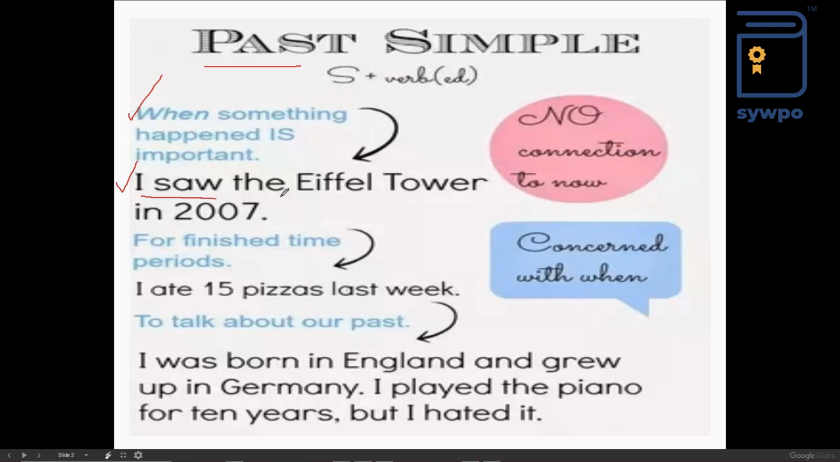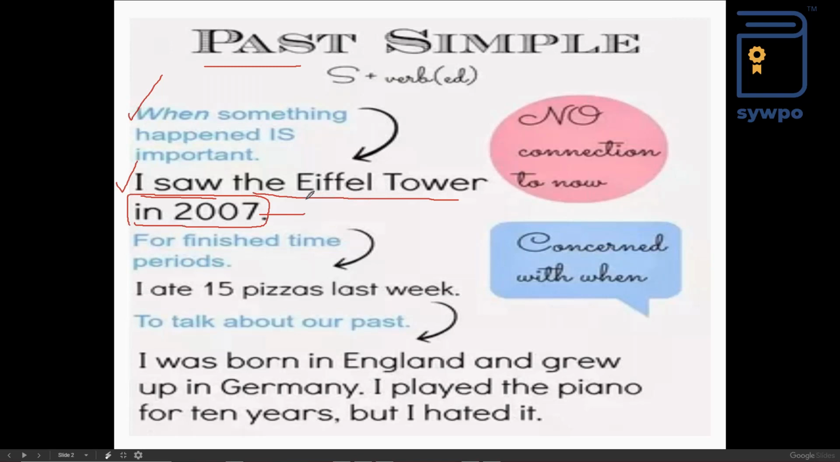I saw the Eiffel Tower. What time? In 2007. So 2007 is the time expression, which is not current time, it's a past time, right? Today we are in 2020, so it's about 13 years ago. We talk about an action that happened in the past, it is important, and we talk about it in simple past tense.